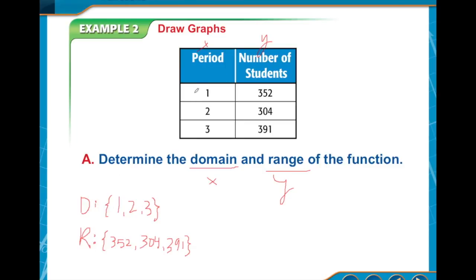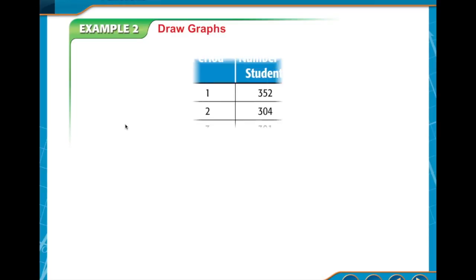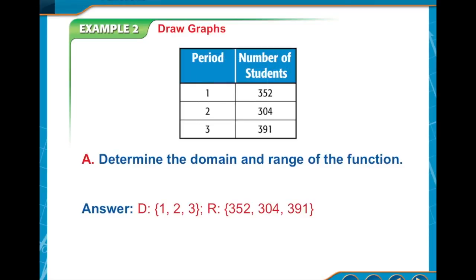Just separate them out, x's and y's. Whenever you have two variables, one's x, one's y, the x's should come first, the y's should come second. So just like we said, there's your domain, and there's your range for this example. So hopefully we're getting that vocabulary at this point.